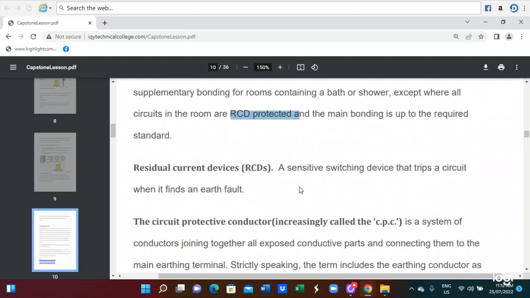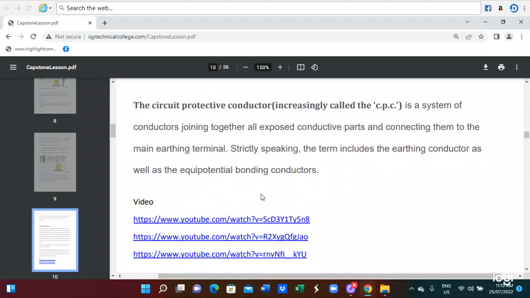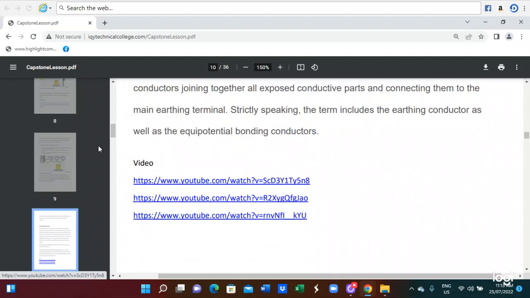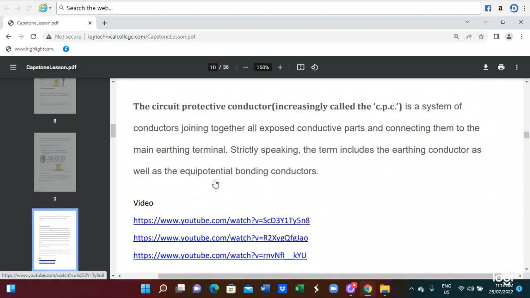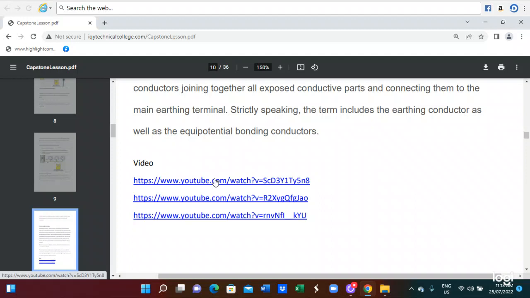A residual current device is a sensitive switching device that trips the circuit when a fault occurs. The circuit protective conductors are a system of conductors joining together all exposed conductive parts and connecting them to the main earthing terminal. So this is for the bonding. You also need to view the other video. The videos are regarding the protective conductor, how to measure the protective conductor resistance.